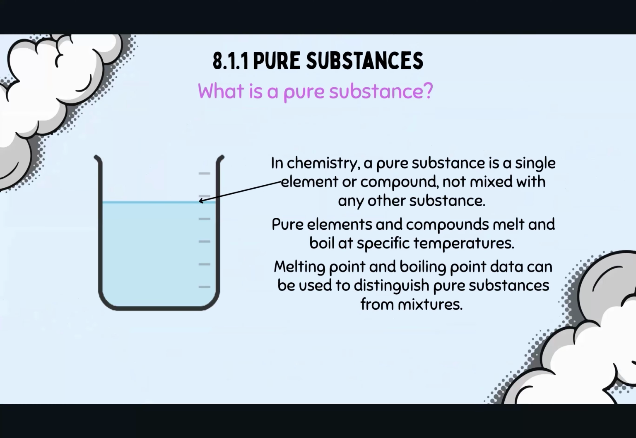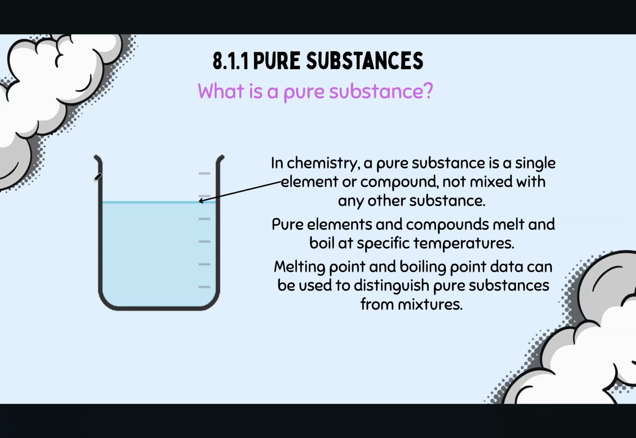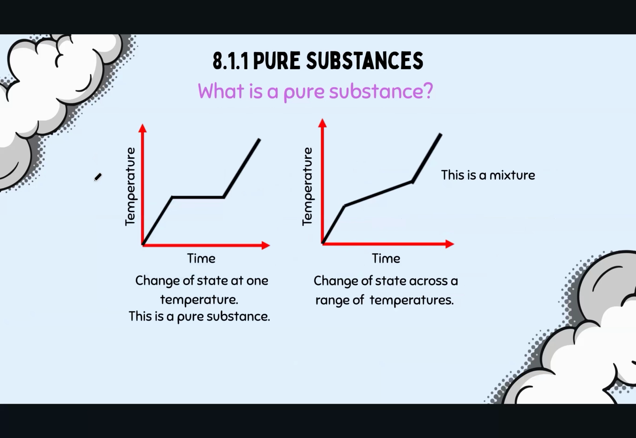So in chemistry, a pure substance is a single element or compound not mixed with any other substance. So if you only have something that only has one type of element inside it or only one type of compound, then we know it's pure. If it's got anything else inside it, then it's classed as a mixture. Now, we can tell the difference between a pure substance and a mixture because a pure substance has a sharp melting or boiling point. Because it's only one substance, it will only have one melting or boiling point. Whereas in a mixture, you have a range of melting or boiling points because you've got so many different things within it.